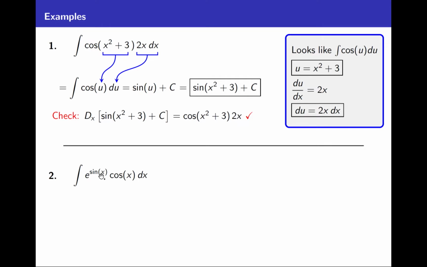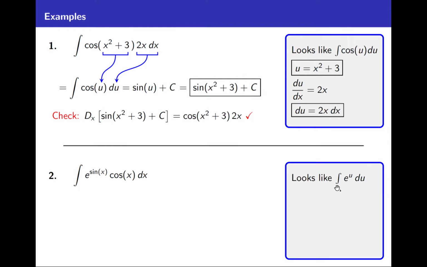Well, it's got e to the power of sine of x, so it looks somewhat like the integral of e to the u du. Now, if we're going to make a substitution that turns this into the integral of e to the u du, then that u should be the exponent of e. It should be equal to sine of x. So the substitution we're looking for here is u equals sine of x. And that's going to change this into the integral of e to the u, which looks good.